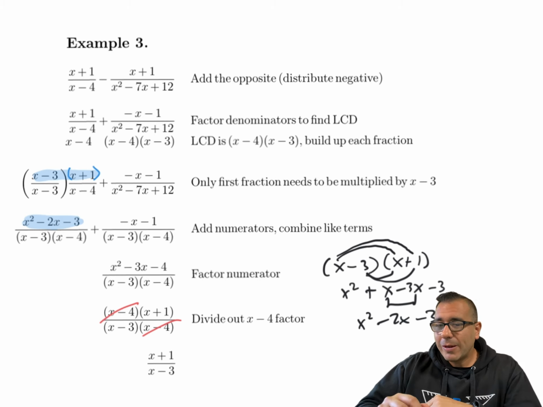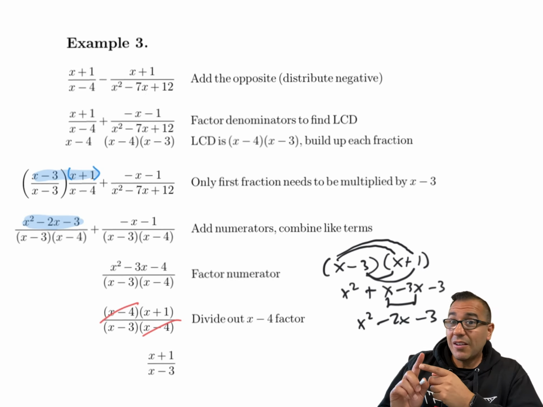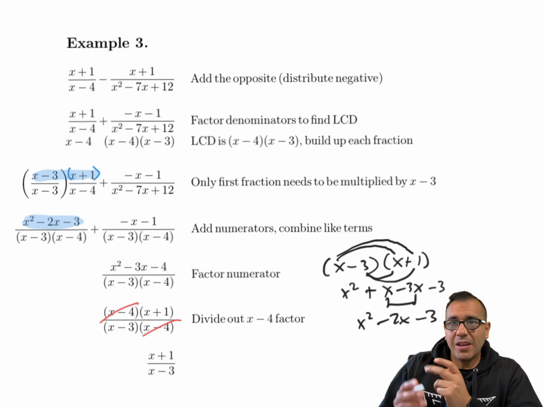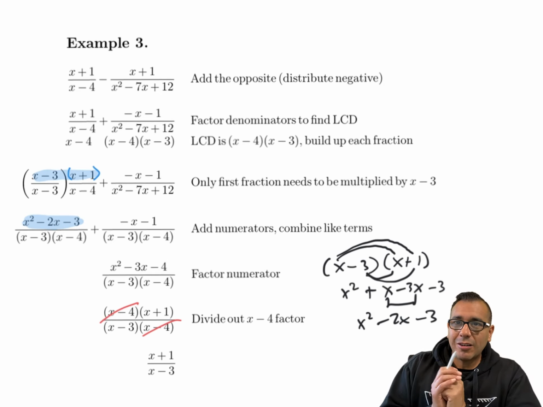All right, so quick recap. As we go through this, first thing you do, make sure the denominators are the same, right? If not, you make them the same. After you make those denominators the same, then all you do is add what's on top, assuming it's addition, right? Combine your like terms. If it's a subtraction, distribute that negative and then combine your like terms.